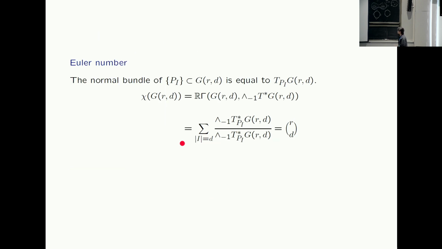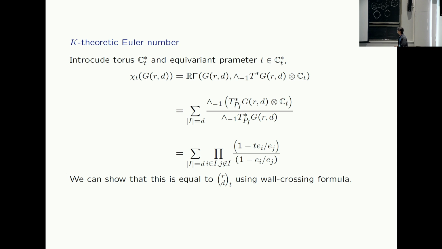So then the usual Euler number is computed as an enumeration of the fixed points. So we have this binomial coefficient. On the other hand, we define the K-theoretic Euler number by taking weight spaces. Then we get this kind of rational function.